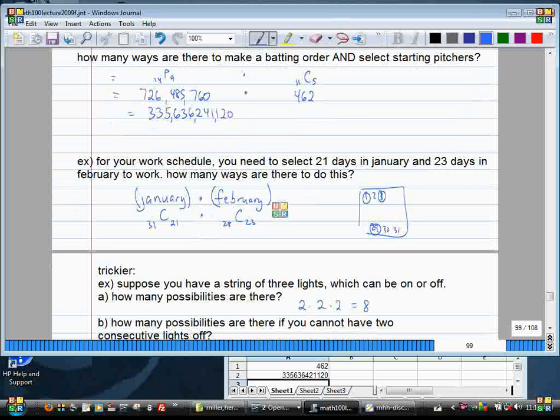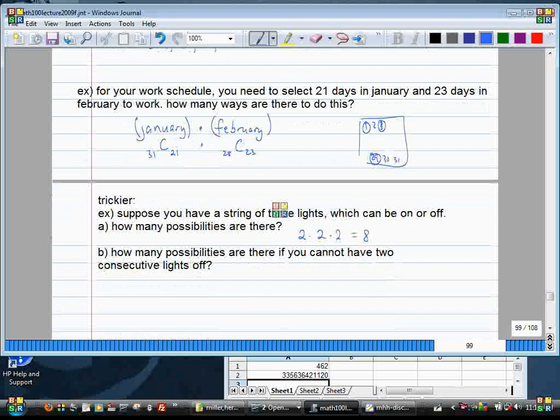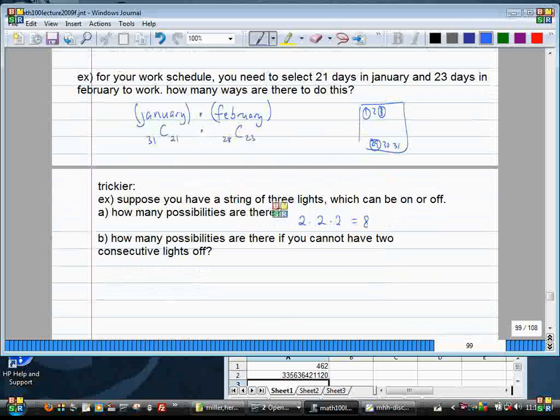Okay. Here's the tricky problem. How many possibilities are there if you cannot have 2 consecutive lights off? So I will tell you directly, this is a hard problem.